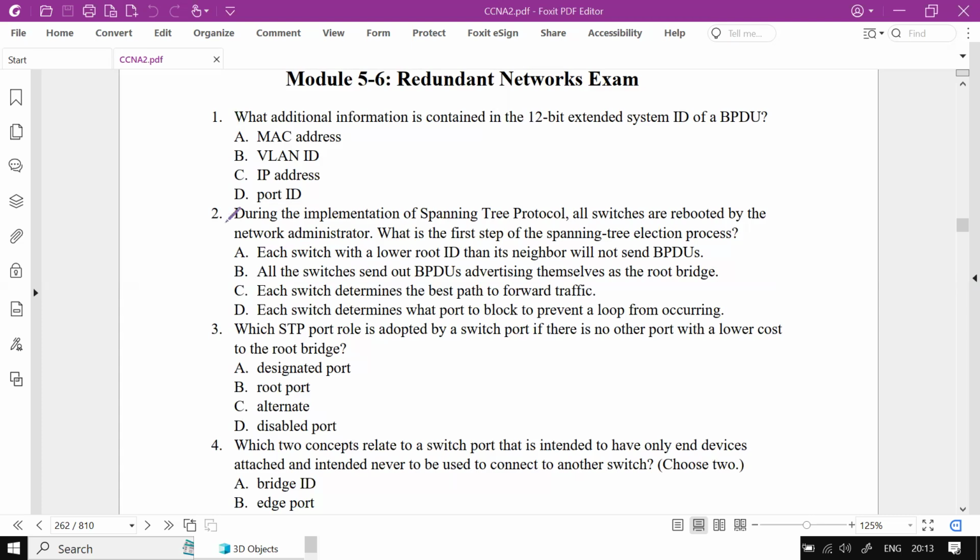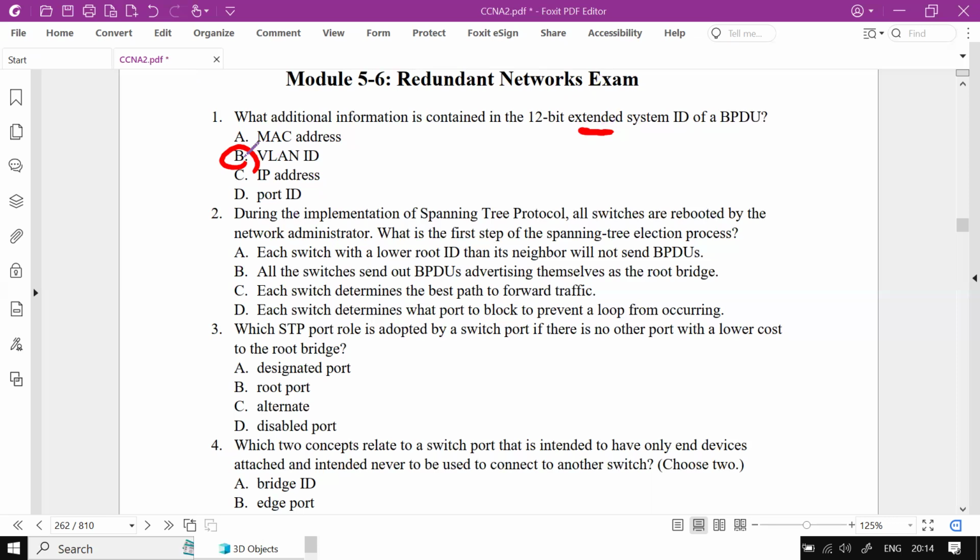Question one. What additional information is contained in a 12-bit extended system ID? The system ID has the bridge ID, which consists of the priority, the MAC address, and the additional information of the VLAN ID. That is basically what the extended system ID is. It now has the addition of the VLAN ID.